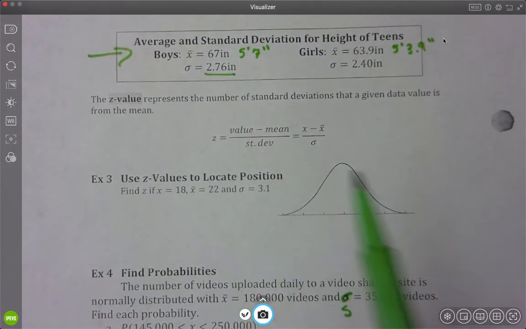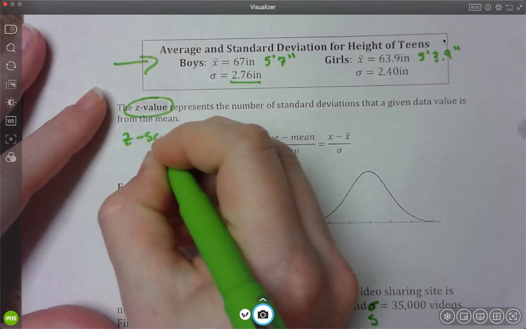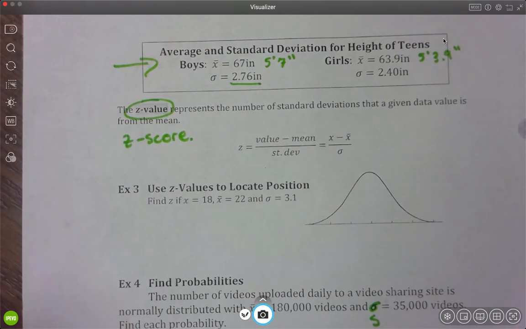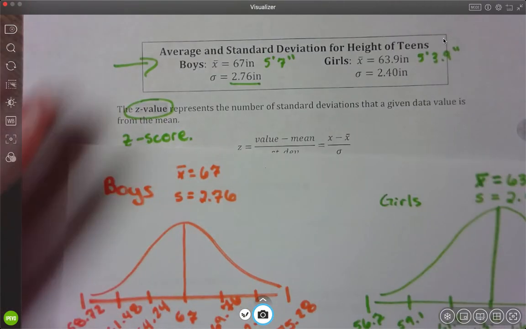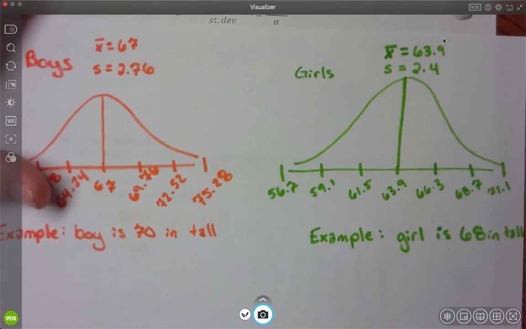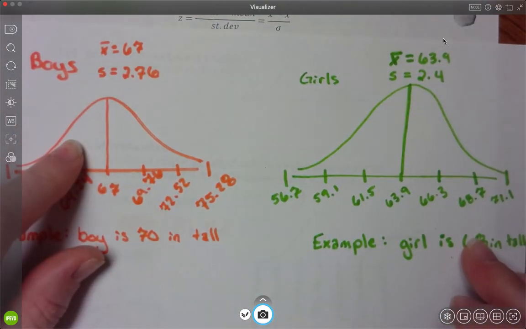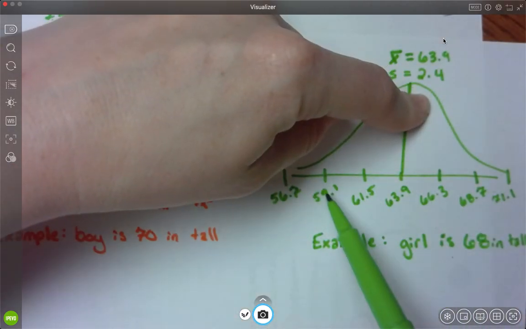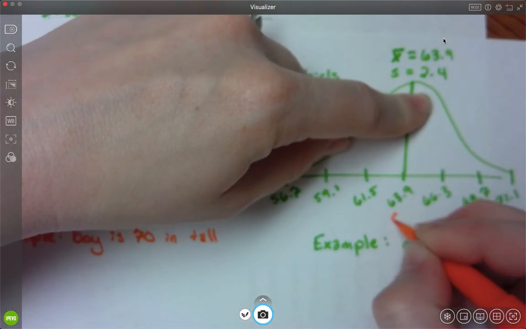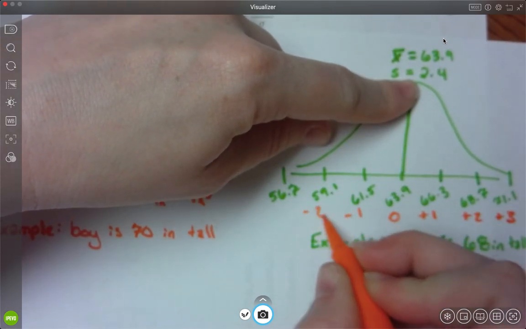All right. So one thing that they're going to introduce to us is a Z value, or sometimes they will call it a Z score. In stats class, we deal with a Z score just about every single day. And what I went ahead and did, and you don't have to write this out, just watch what I'm doing here, is I wrote out the boys and girls information and I created bell curves for each one of them. So 67 is the middle here, 63.9 is the middle here. I added 2.4 to the girls and subtracted 2.4 from the girls. So this would be the 0, adding it once, adding it twice, adding it 3 times, subtracting it once, subtracting it twice, subtracting it 3 times.